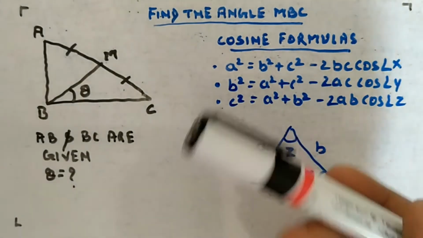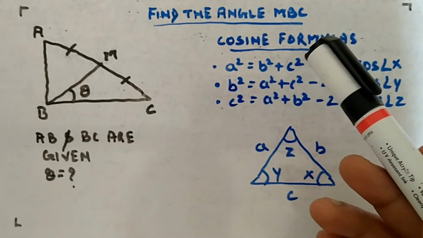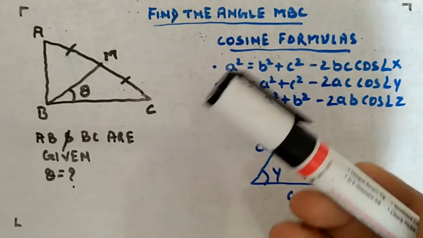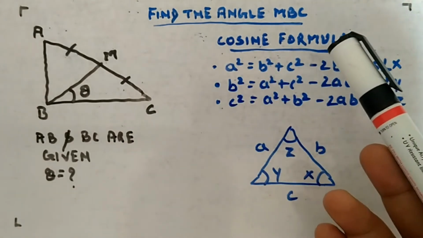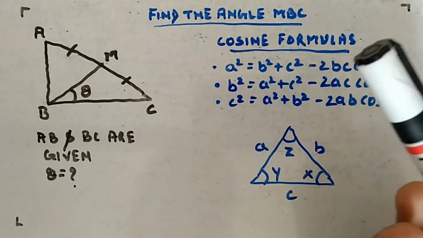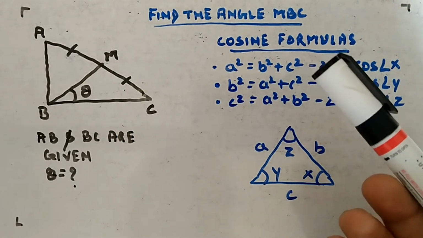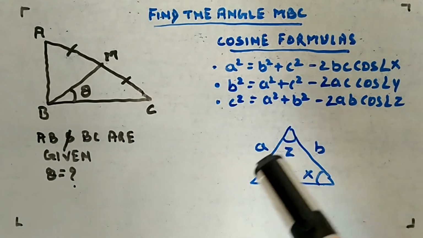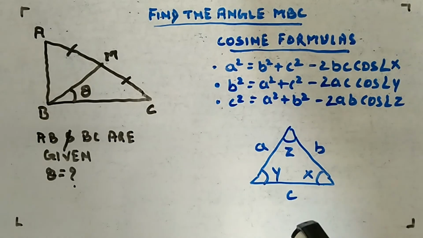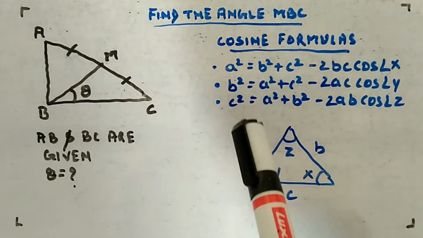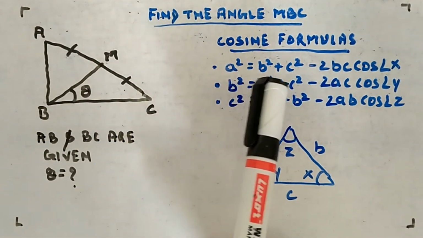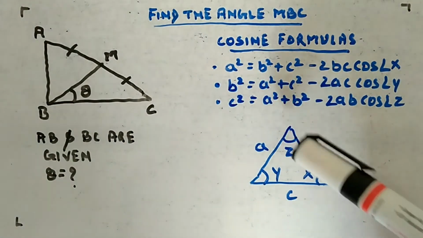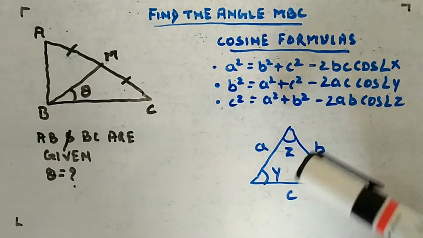The trick to solve this problem is using the cosine formula. Whenever you have to relate the sides with angles in any triangle, you can use cosine formulas. It is also called the law of cosines or cosine rule, different names for it. If you have any triangle like this and you want to relate the sides with its angle, then these are the relations. A squared is equal to B squared plus C squared minus 2BC cos of angle X, where A, B, C are the sides and X, Y, Z are the angles.